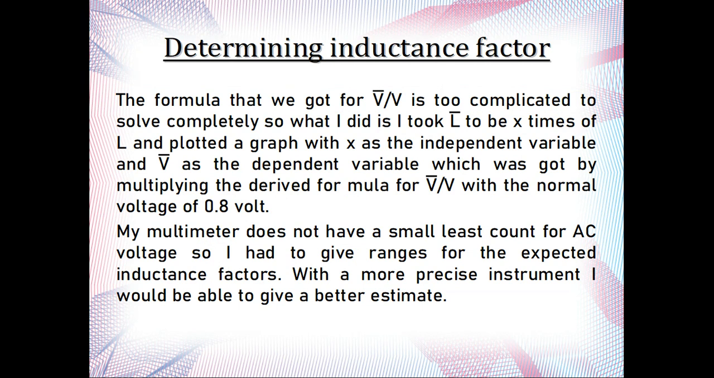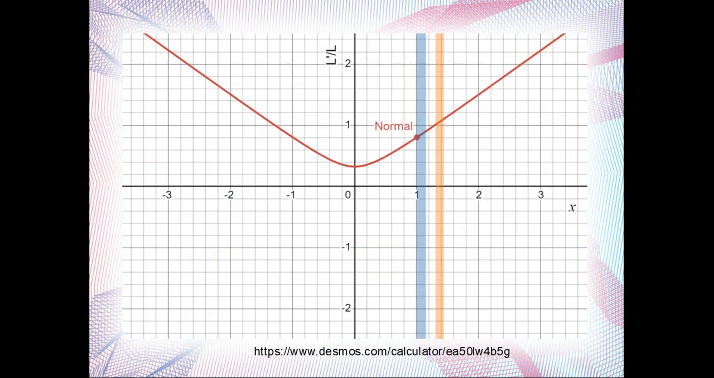graph. So since my multimeter does not have a small enough least count for the AC voltage, I had to give the ranges for the expected inductances. This is because this is the graph of the voltage change, and I have centered it. As you can see, when x equals 1, that is, L bar is equal to L, sorry, when V bar is equal to V, their common factor is 1. So at that point, the normal, I set it to 0.8.